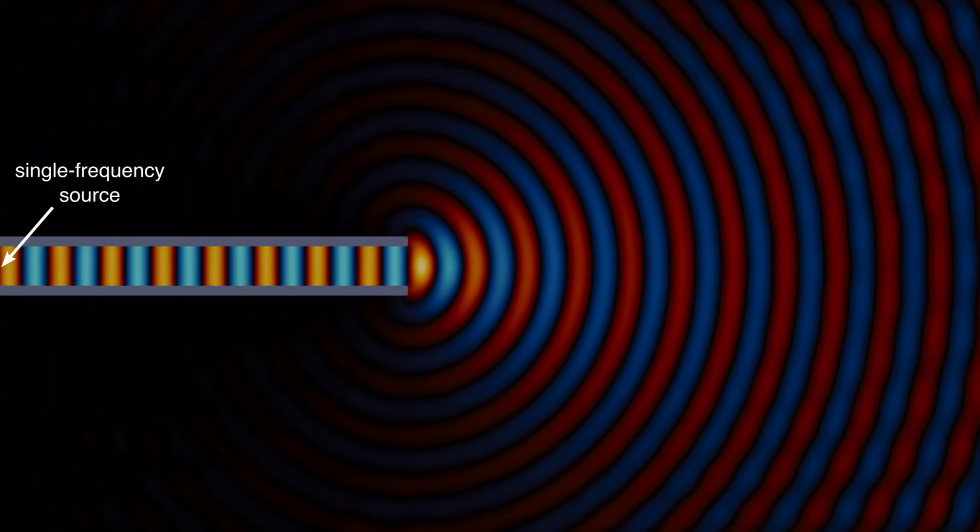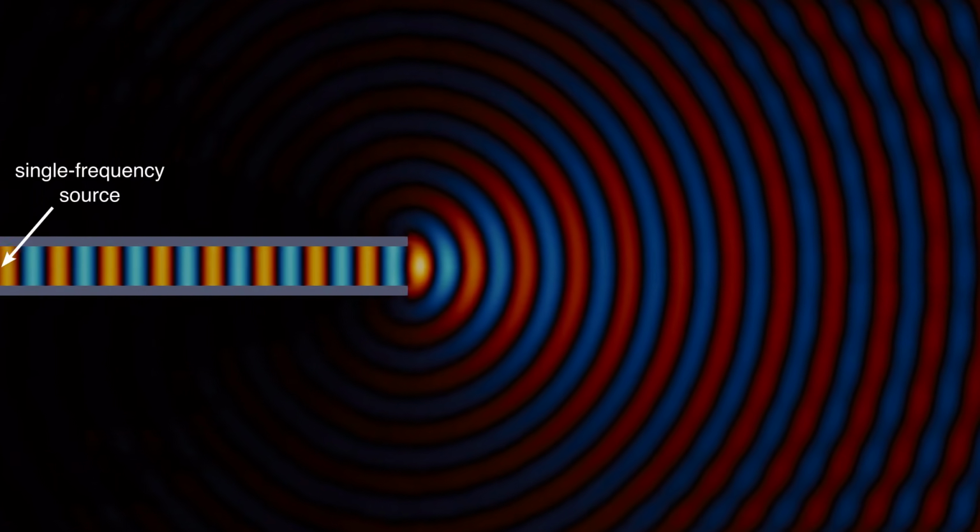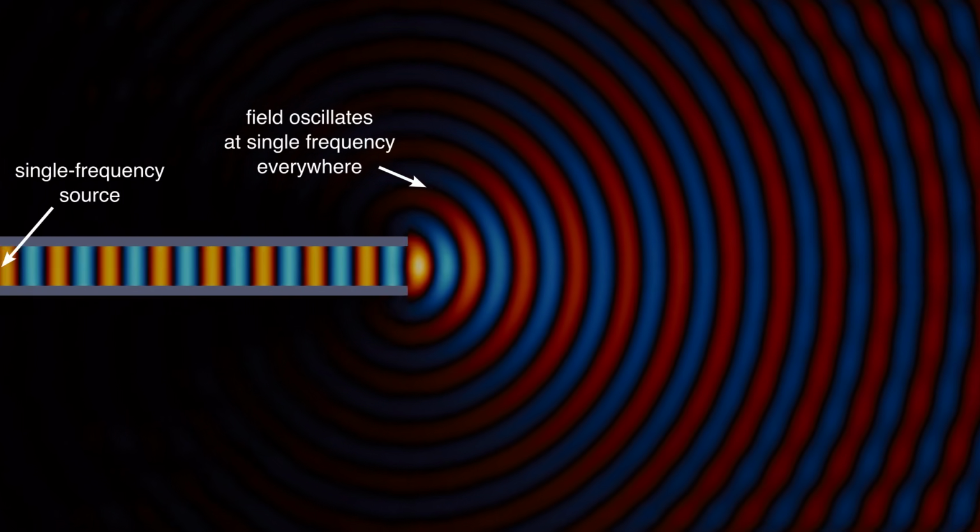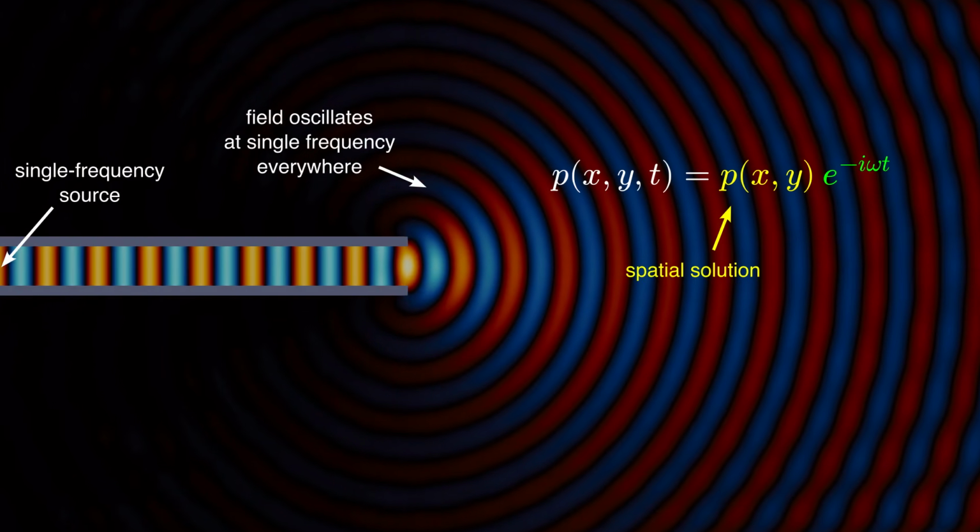Okay, I'm not sorry. Let's assume for a moment that the original source of these waves is a single frequency that has been going for all time. Then the resulting pressure at any point in space can only be oscillating at that frequency. We can separate the solution at any point into a spatial solution and an oscillation in time. I'm using complex exponentials as the phase might be different at each point, and complex numbers let us conveniently carry around both amplitude and phase.